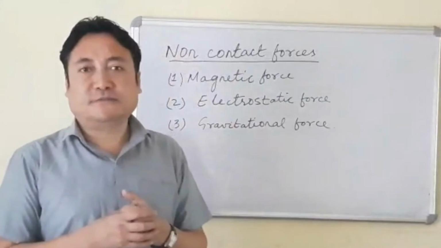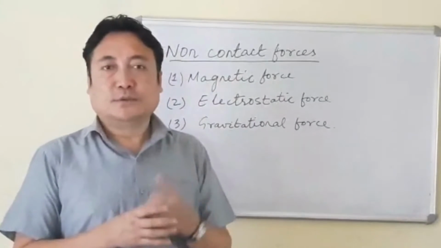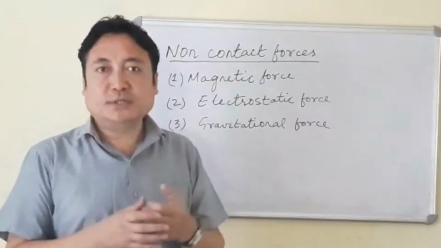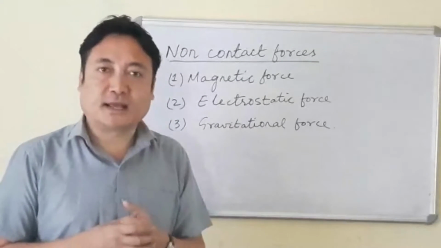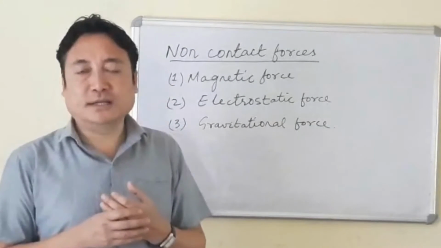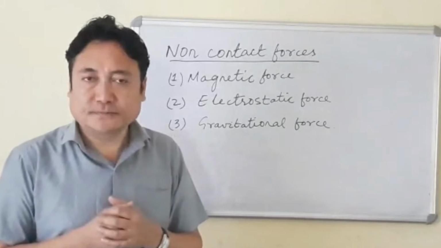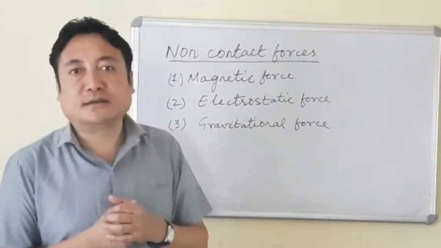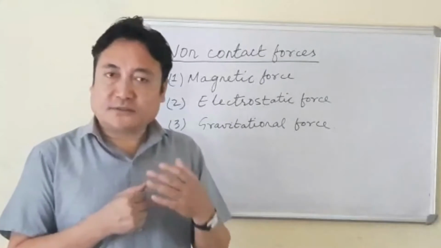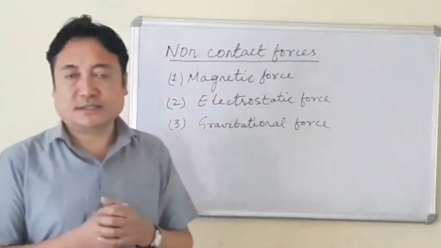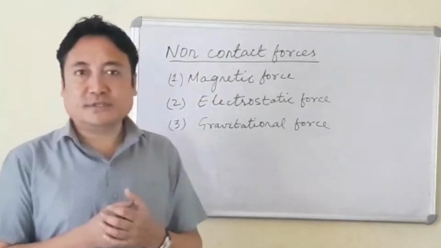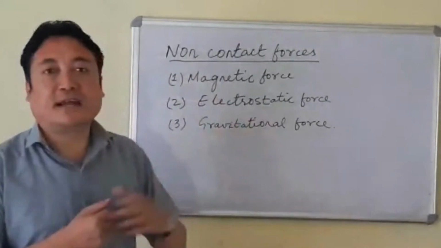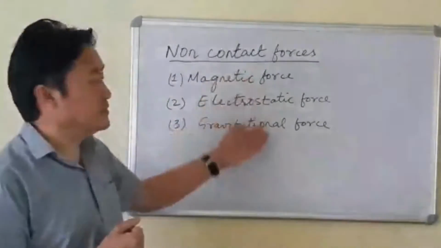Non-contact forces are the forces which act between two bodies when they are not in actual contact. That means the force acts between the two bodies when they are not in actual contact. They are known as non-contact forces. There are three different types of non-contact forces: magnetic force, electrostatic force, and gravitational force.